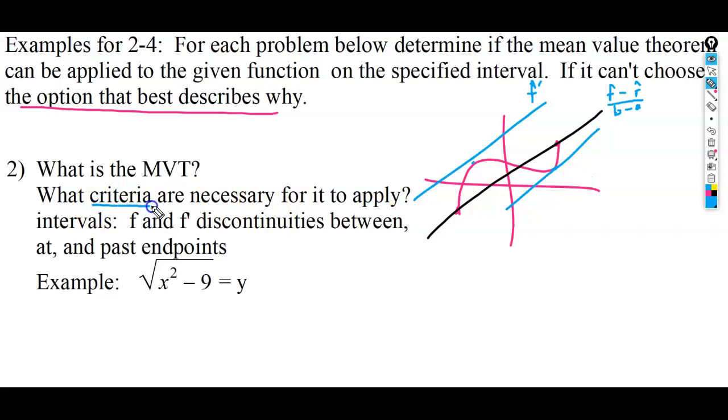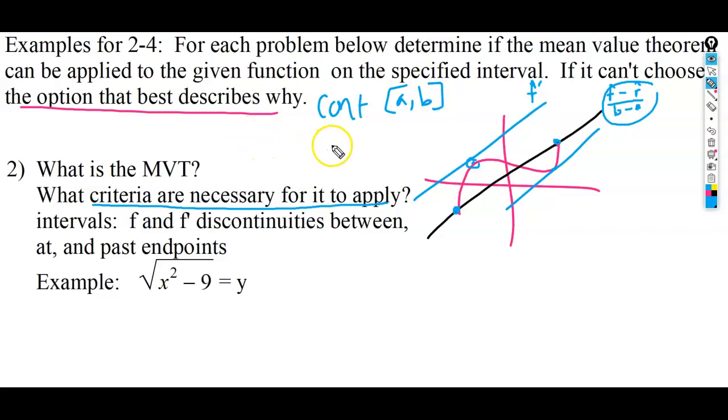However, what criteria are necessary for this to apply? Well, you can't have any holes, gaps, or jumps in your function, because if you did, what happens if the hole was here at that one point where that slope would have existed? Then you wouldn't have an answer anymore, right? So it needs to be continuous, and not only that, it has to be continuous at the endpoints. If the endpoints aren't included, then you can't even get your average rate anyway, because you have to plug your endpoints in. So it has to be continuous on the closed interval. There can't be any holes, gaps, or jumps anywhere.